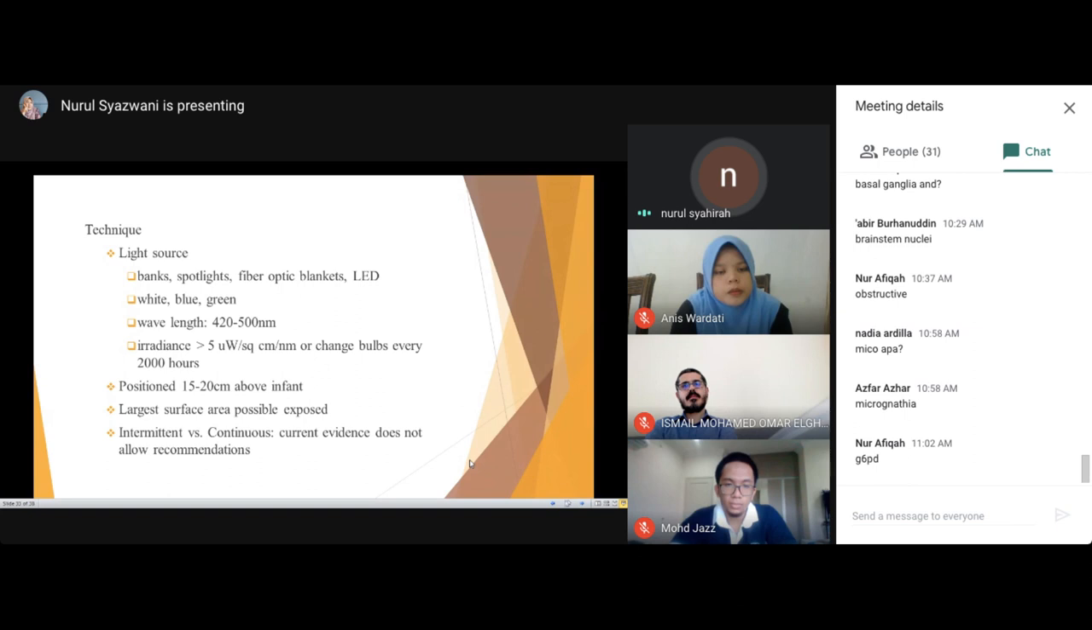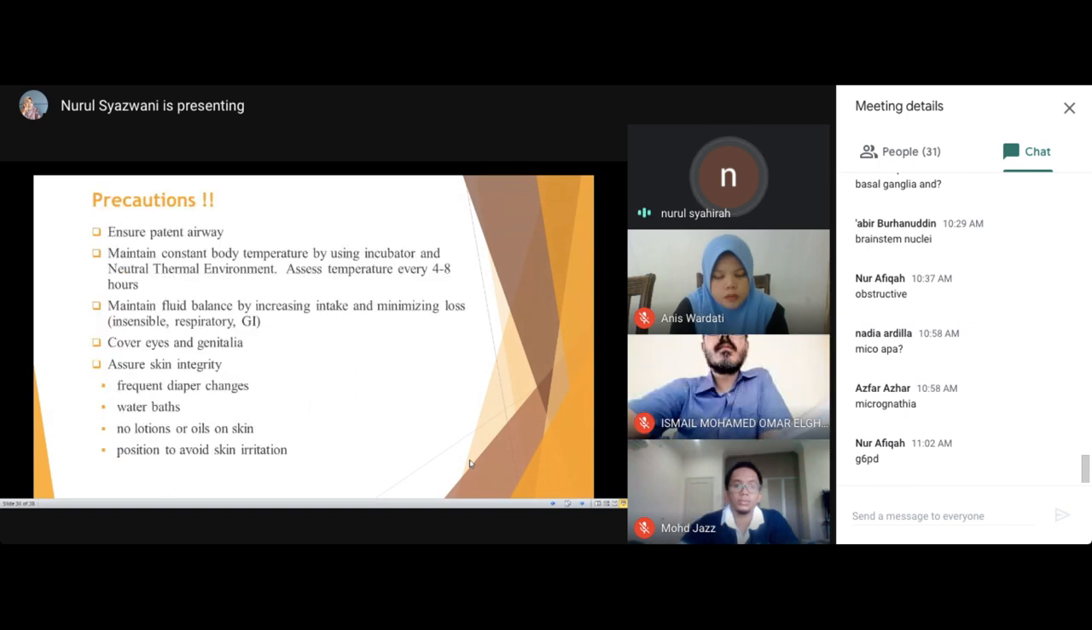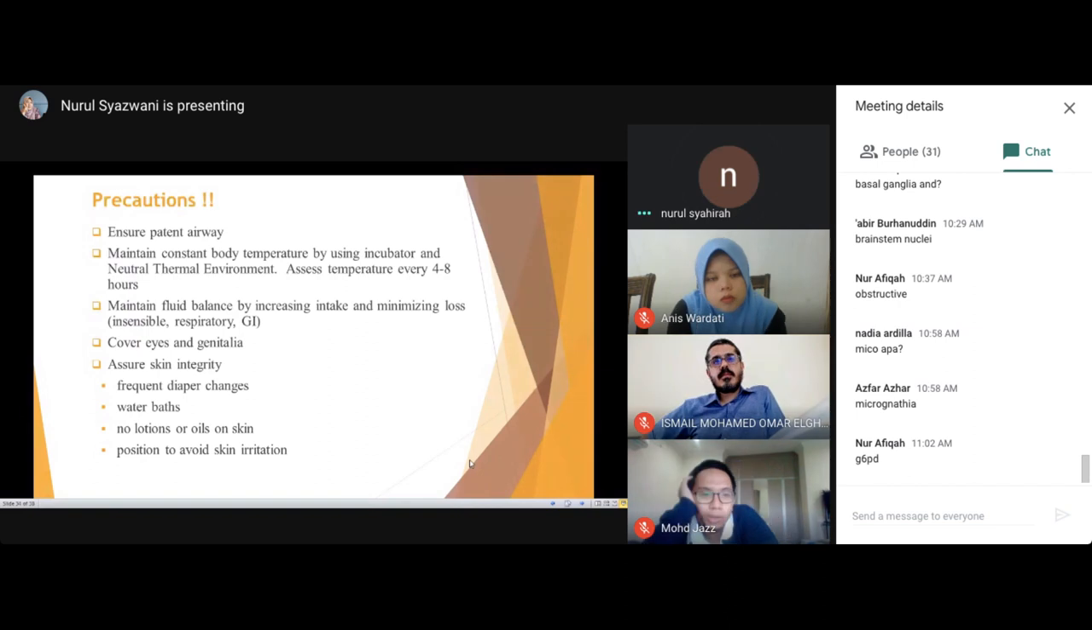Okay, so for the precautions, we must ensure the baby's airway is maintained, and maintain a constant body temperature using an incubator in a neutral environment. We must assess the temperature every 4 to 8 hours. Maintain hydration, increase intake and minimize loss of fluid. We must cover the eyes and genitalia of the baby. And don't forget to check the skin integrity. We must do frequent diaper changes, water bath, and not apply any lotion or oils on the skin. The baby must be well positioned to avoid skin irritation.